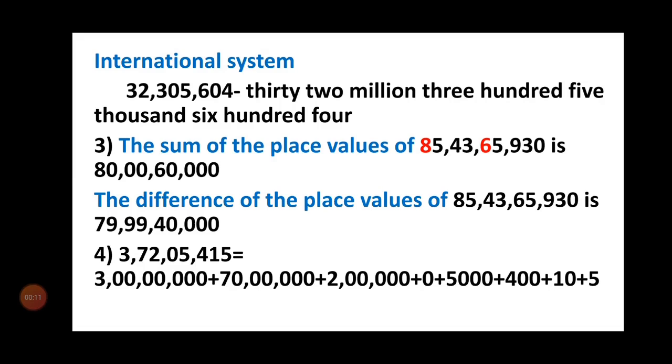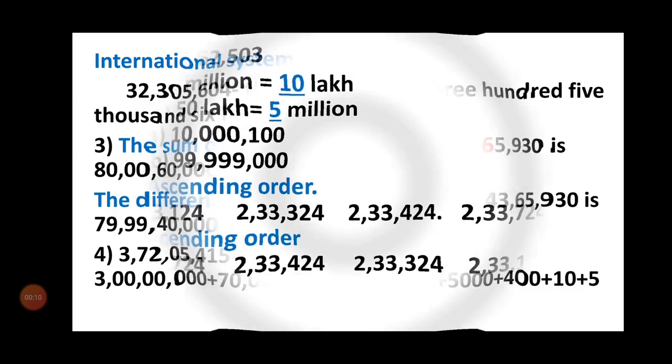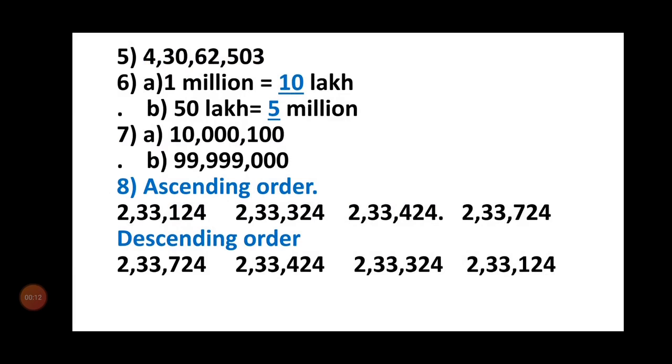Then fourth one, 3 crore 72,05,415 is equal to 3 crore plus 70 lakh plus 2 lakh plus 0 plus 5,000 plus 400 plus 10 plus 5. Then fifth one, 4 crore 30,62,503. Sixth one, A, 1 million is equal to 10 lakh. B, 50 lakh equal to 5 million. Seventh one, A, 10 million 100. B, 99,999,000.